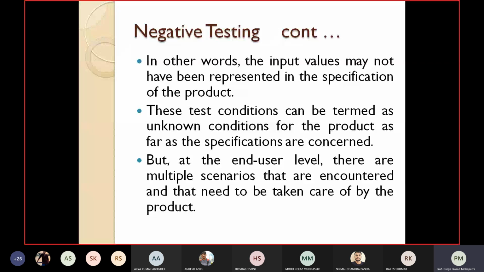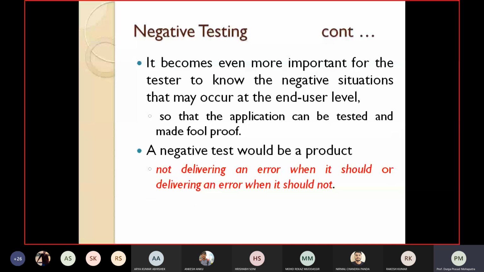Now let us summarize. A negative test would be a product not delivering an error when it should, or delivering an error when it should not. Please recall what I was saying about positive testing, and see how it differs. In positive testing, we check that the software application is not showing an error when it's not supposed to, and is showing an error when it is supposed to.